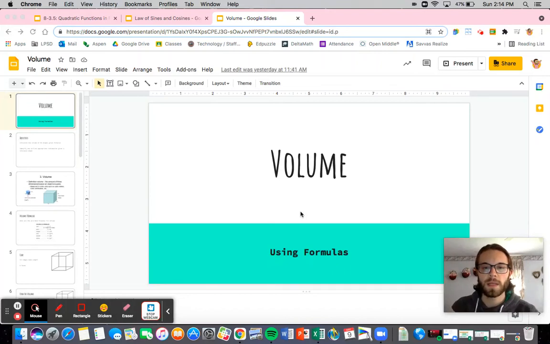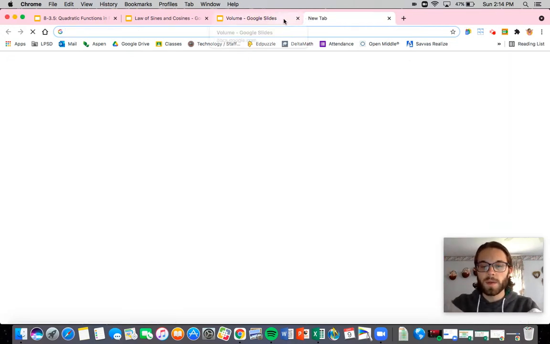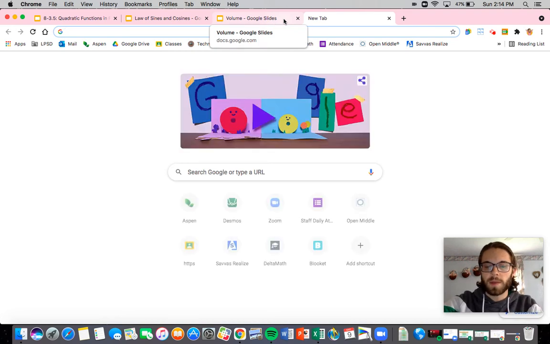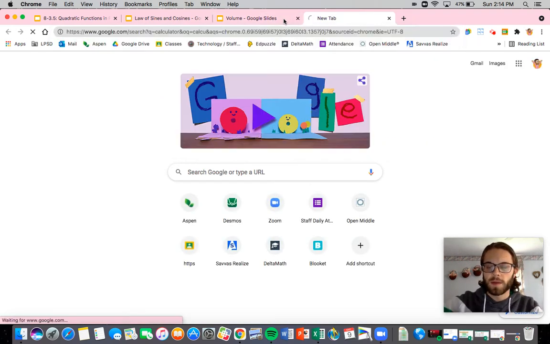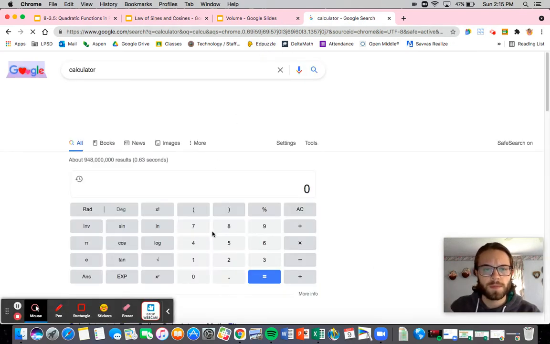Hi, everyone. Just wanted to take a minute to talk a little bit about the volume formulas and calculating volume of different 3D figures. All right, so we are going to be using a lot of formulas, so I do recommend when you are doing these problems, you have a calculator at the ready. When in doubt, you can always go into Google and just type in a calculator, and one will pop up that works pretty well. You can input it right there.